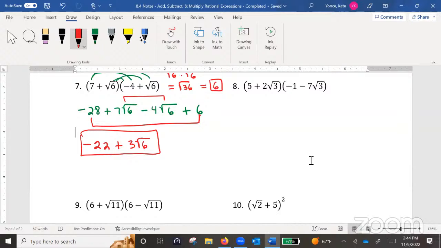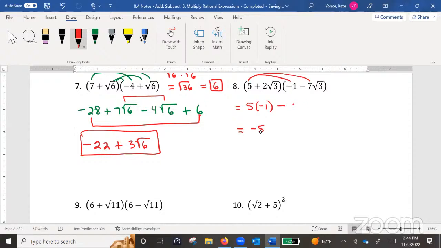Okay. Maybe we could write each one of these out. You don't have to, but I think I will, just to catch everybody who's struggling a little bit. So first times first is going to be 5 times -1, right? That's -5. Did everybody get the first one? Okay. Now outside, what sign is it going to be? Yeah, because positive times negative will be negative.